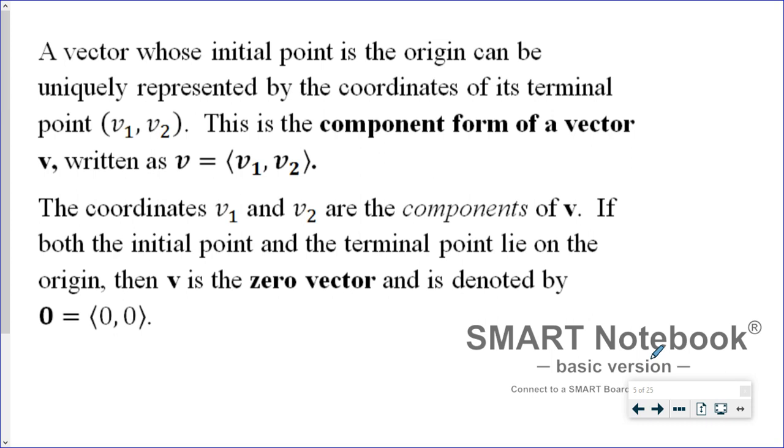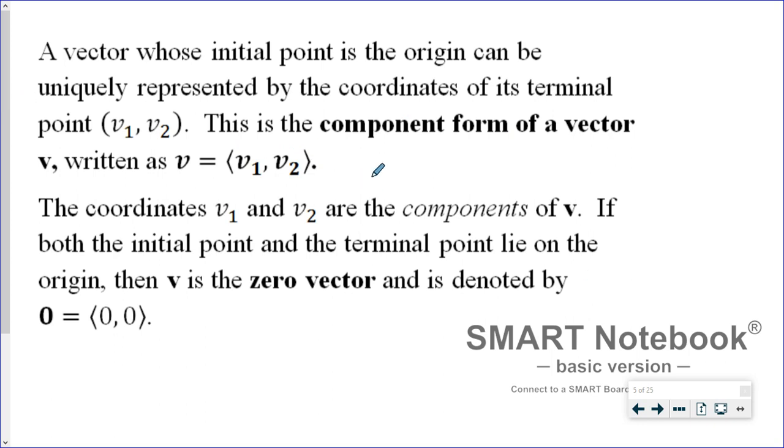A vector whose initial point is the origin can be uniquely represented by the coordinates of its terminal point. And we would call that v1, v2. This is the component form of a vector v. We write that by simply using those coordinates and putting these sharp brackets around them.